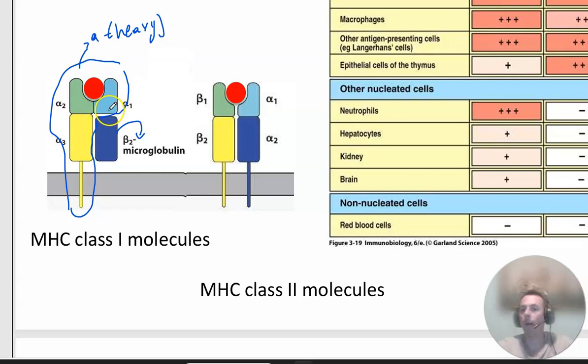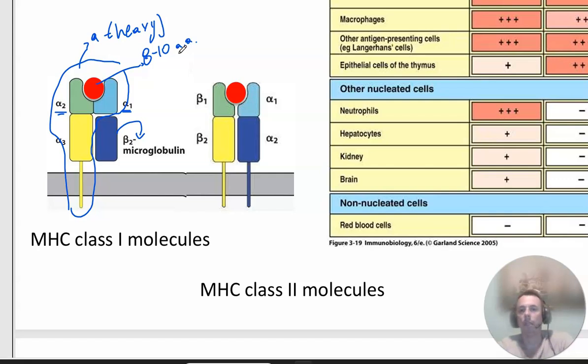The peptide binding groove is formed between the alpha 1 and the alpha 2 domains of the alpha chain, and typically binds peptides 8 to 10 amino acids long.